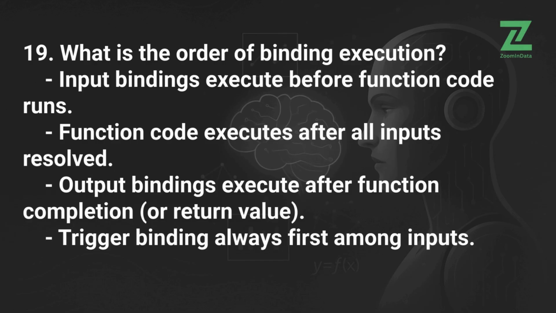19. What is the order of binding execution? Input bindings execute before function code runs. Function code executes after all inputs resolved. Output bindings execute after function completion, or return value. Trigger binding always first among inputs.